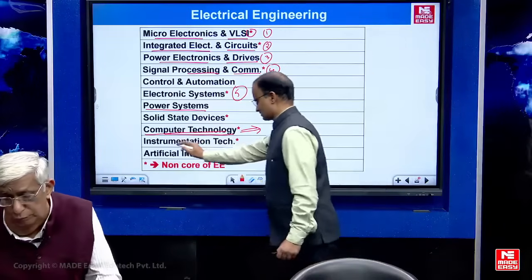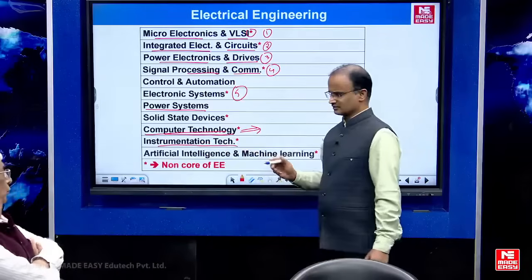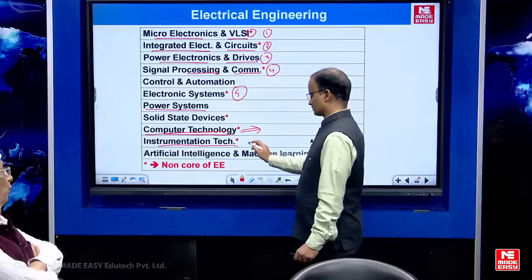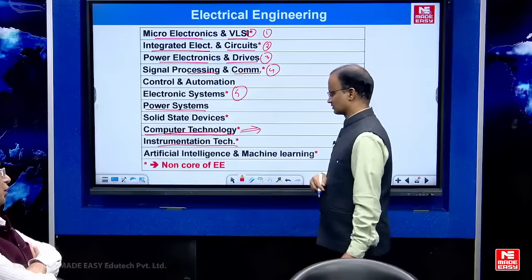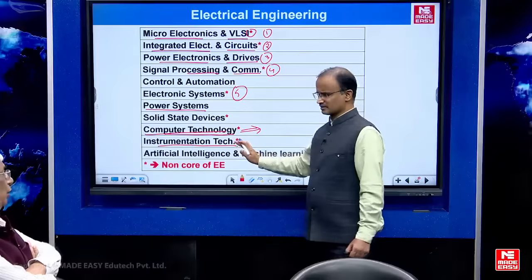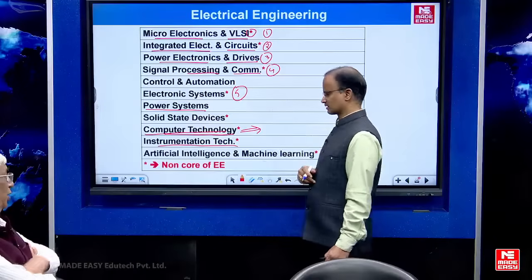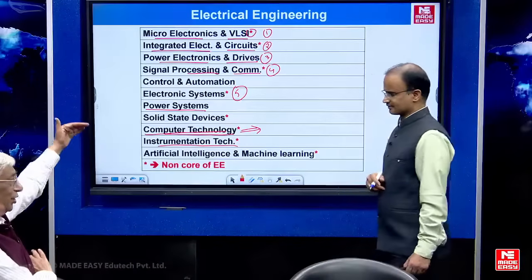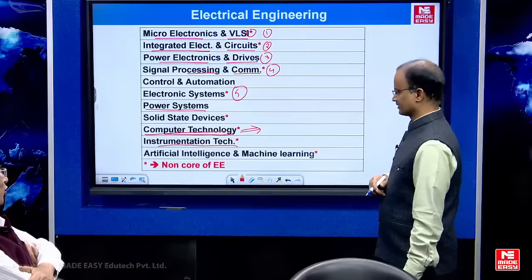Sir, this instrumentation has fewer opportunities, no? Instrumentation technology is offered by very few institutes. First thing, IISc's priority is probably lesser when compared to the others. That's the reason why you will notice that these are coming in decreasing order of importance.